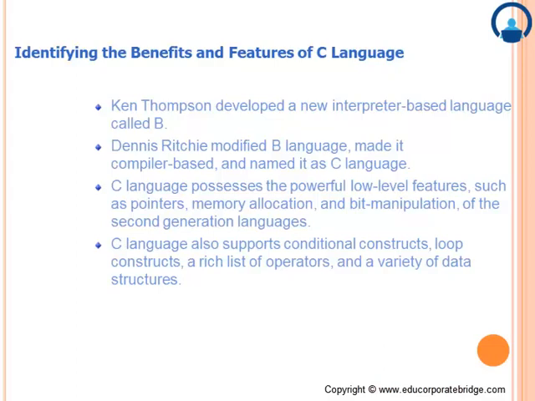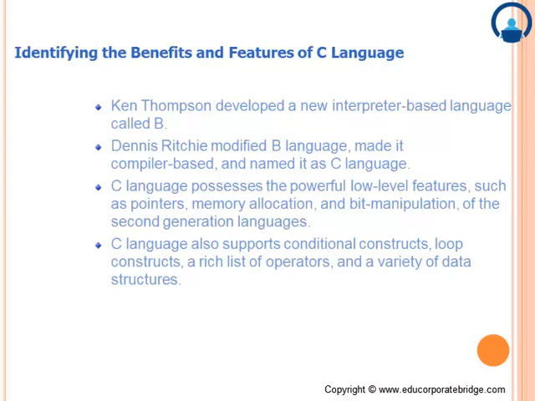This file system was implemented on PDP-7 computers, which was found very ideal. Then it was created for PDP-11 also. There was an attempt to write a Fortran language compiler for the new system. So Thompson instead developed a language called B language. This was an interpreter based language.